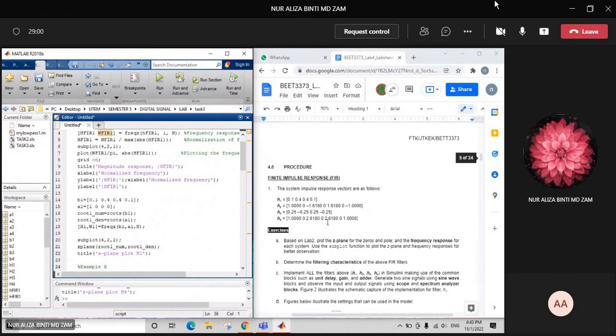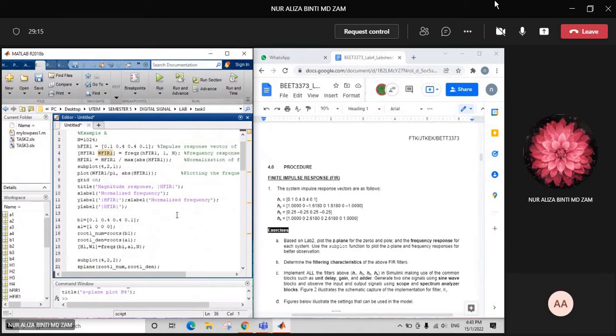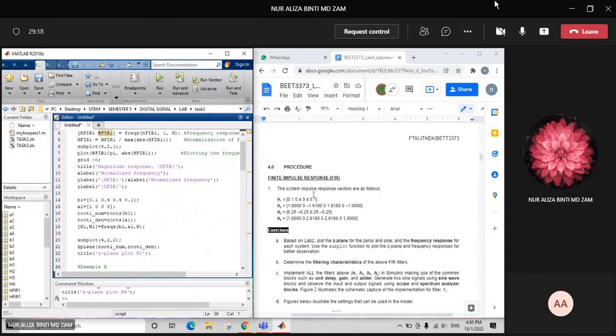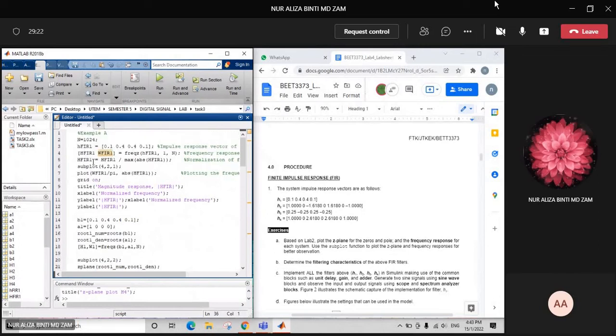First, we go to the procedure. For the procedure, we have to do the system impulse response for the vectors H1, H2, H3 and H4. And then we have to do the frequency response. We have to subplot the frequency response, and then plot the z-plane for the zeros and poles. For H1, there are 4 values: 0.1, 0.4, 0.4 and 0.1. So we input n as 1024, and then we input the values on the impulse response vector for the system on the HFIR.